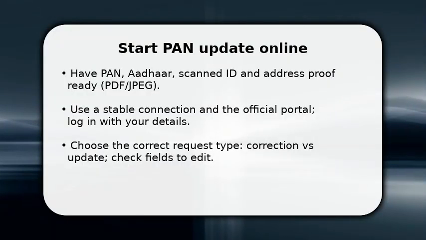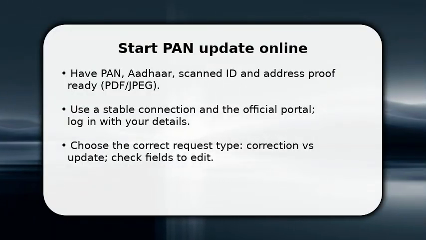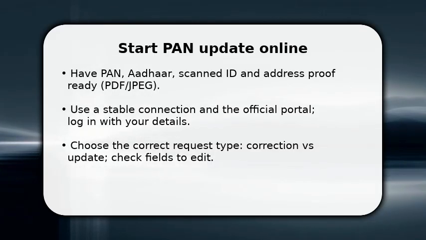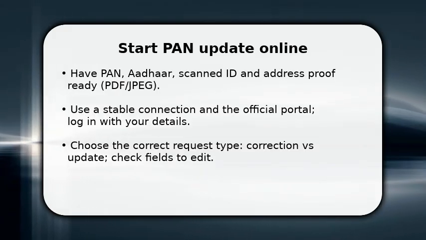You begin by logging into the official PAN update portal. Once signed in, select the update or correction form. You upload your scanned ID and address proofs, matching names exactly as on Aadhaar. This prevents mismatches. Then, you locate the specific PAN fields to change, name, address, or DOB, and enter corrected details.